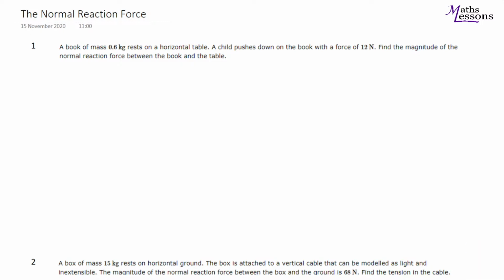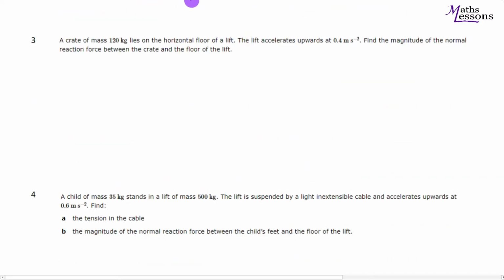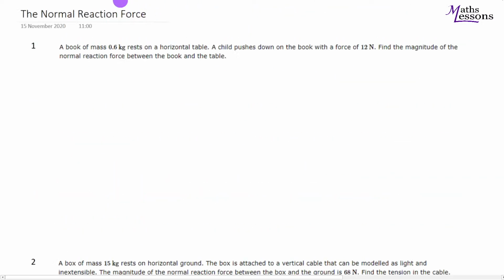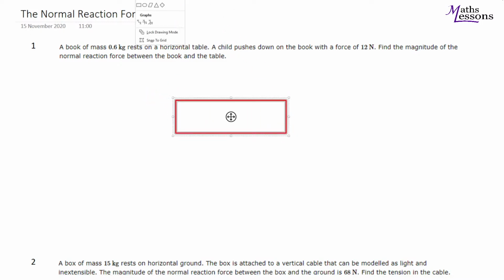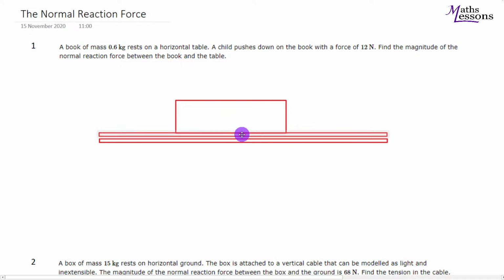Okay, so let's draw a little diagram. Always draw a diagram of your question. So here we go. We've got a box, and that's going to rest on a horizontal table. So just draw a table. Move it up slightly. There we go.